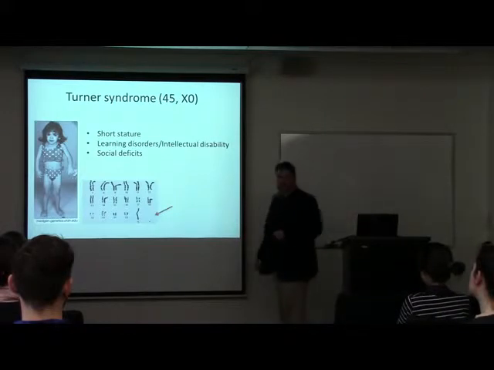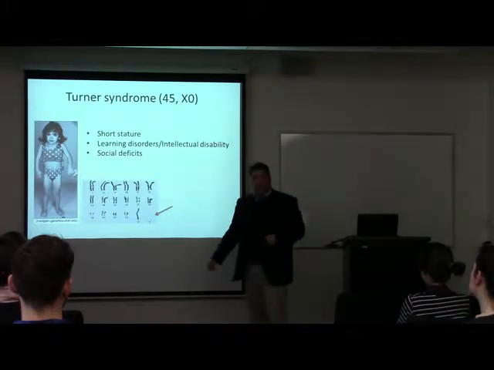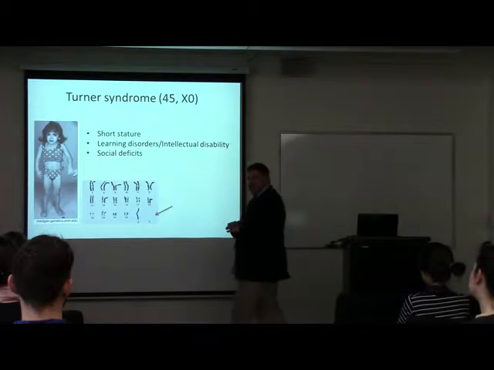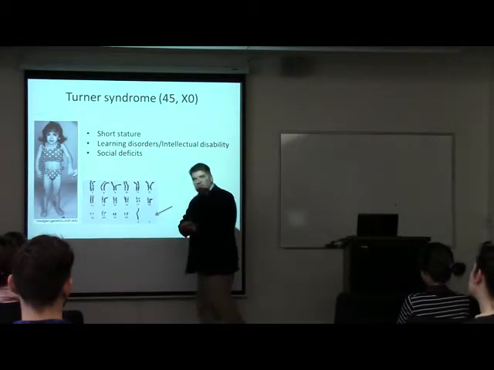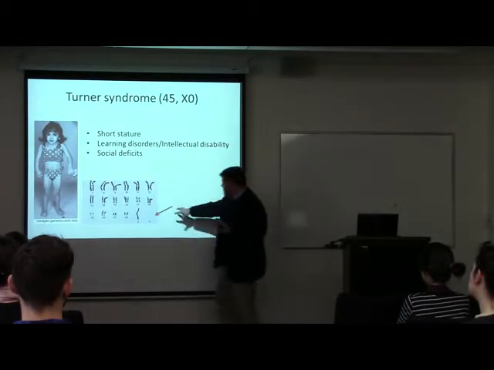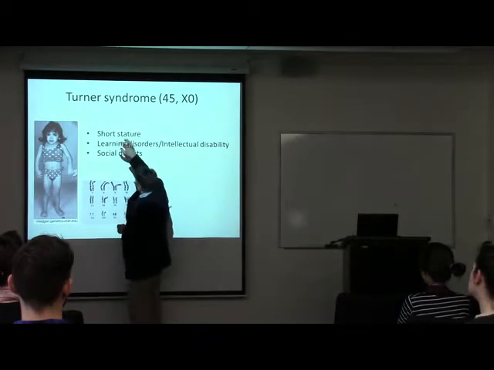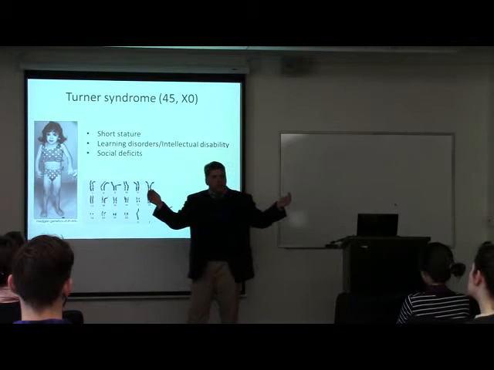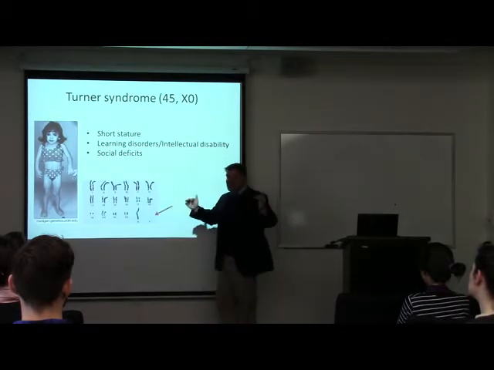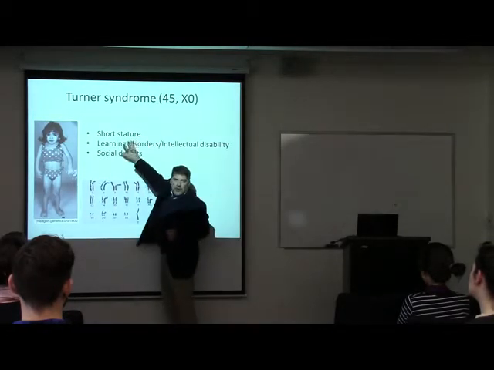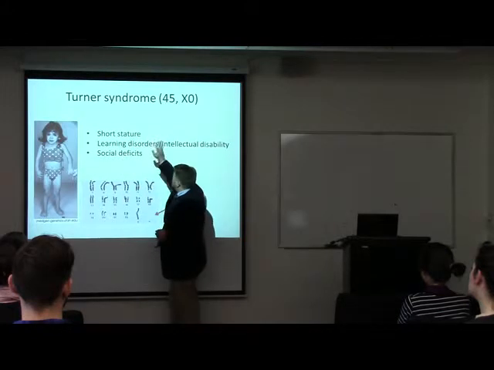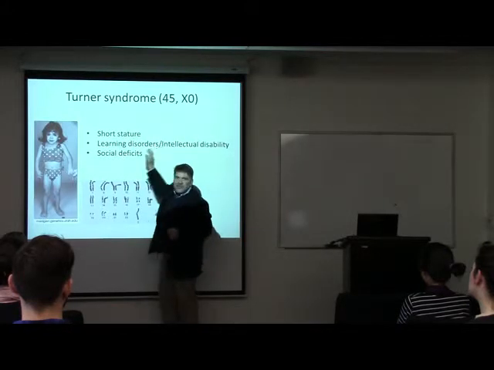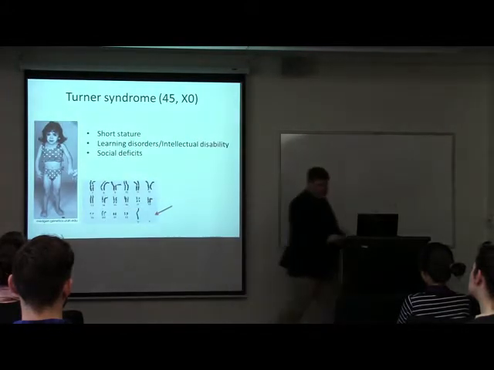Whole chromosome aneuploidy. So this is a girl with Turner syndrome, missing a whole X chromosome. So in the sex chromosomes, instead of XX, there's X and a deletion. Generally, Turner's is still a broad phenotype cognitively and socially, but generally presents remarkably with short stature, learning disabilities or intellectual disabilities, as well as social deficits.